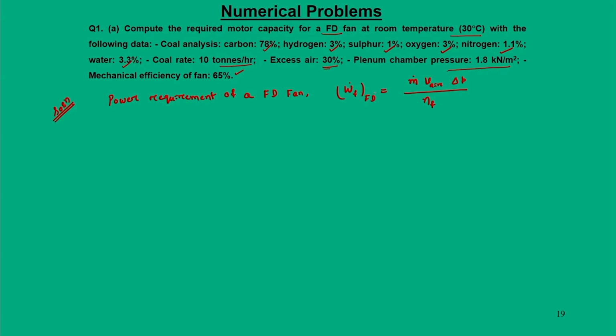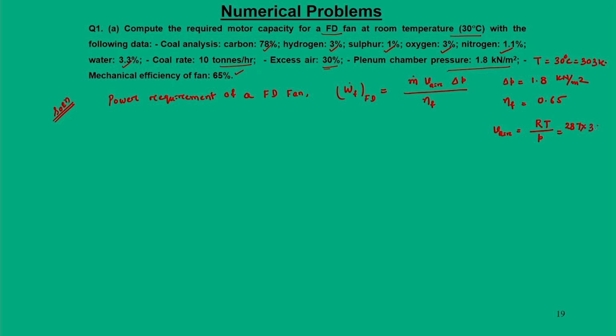Now, out of these expressions, we have data like delta P is already 1.8 kilonewton per meter square, eta F is equal to 0.65. Now, we need to calculate the specific volume of air. We can get it from the ideal gas equation, that is R T by P. You know R is equal to 287 and T is 30 degree centigrade, that is 303 Kelvin.